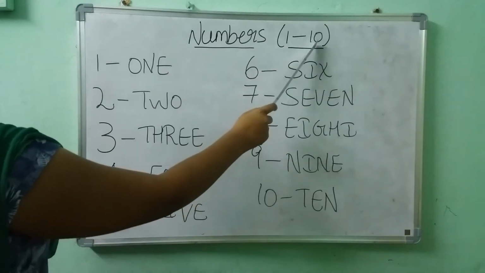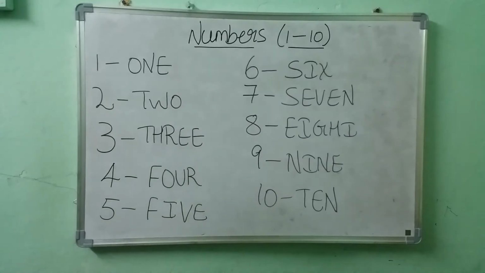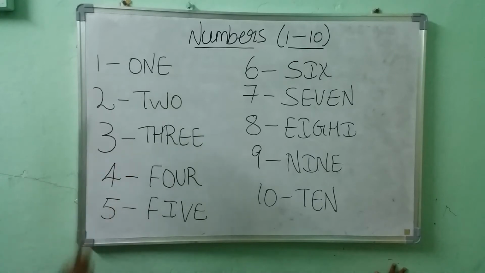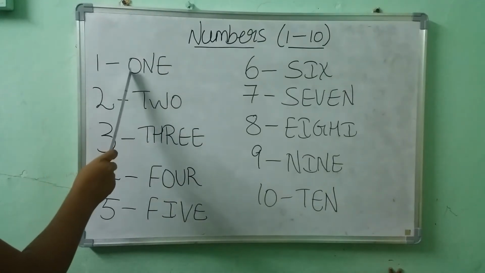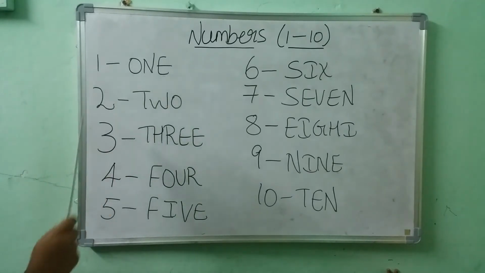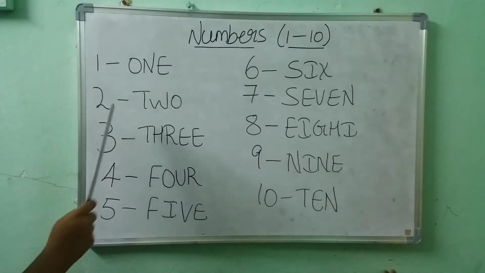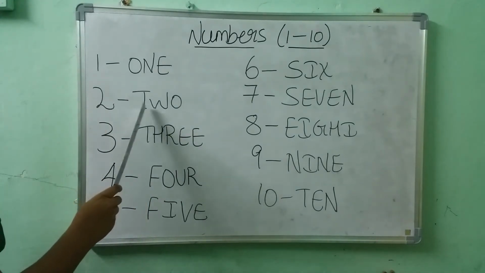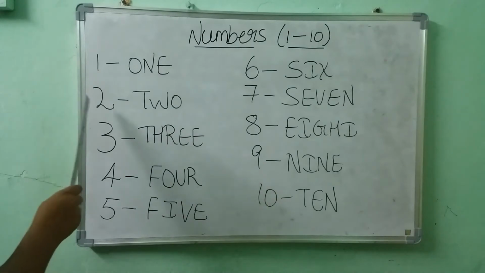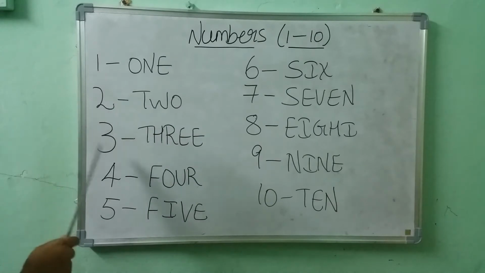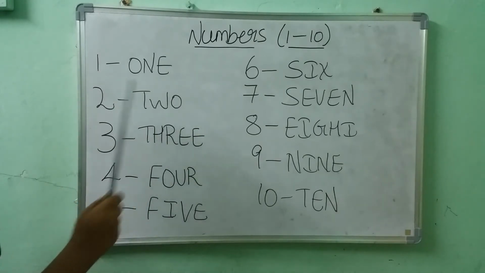Numbers 1 to 10. Now let's learn the numbers here. 1, O-N-E, one. Next, 2, T-W-O, two.